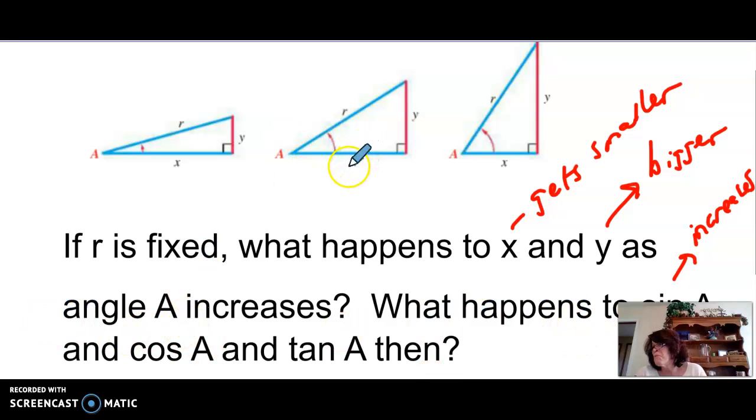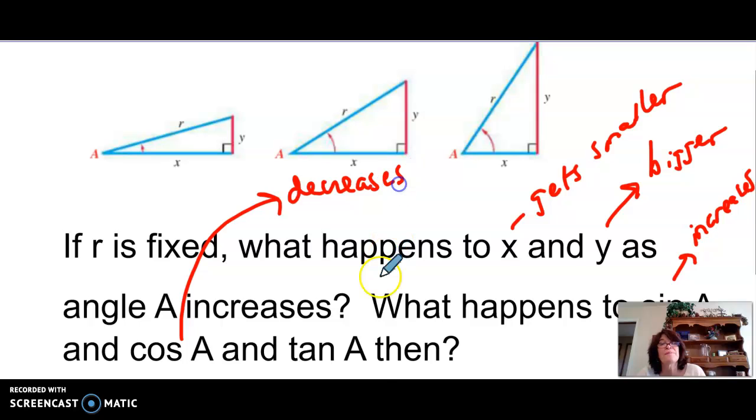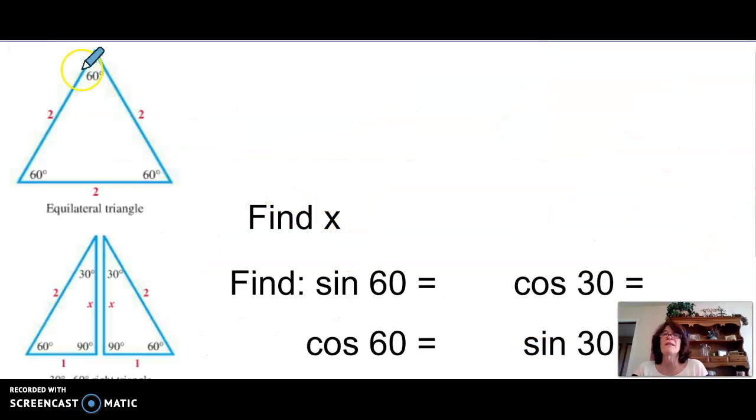Cosine has to do with x. So if x is getting smaller, then the cosine of A is getting smaller. That decreases. Tangent, similarly, will increase as sine does because y is getting bigger, x is getting smaller. It's y over x. That's getting bigger. Bigger faster, huh? Okay, just something to think about.